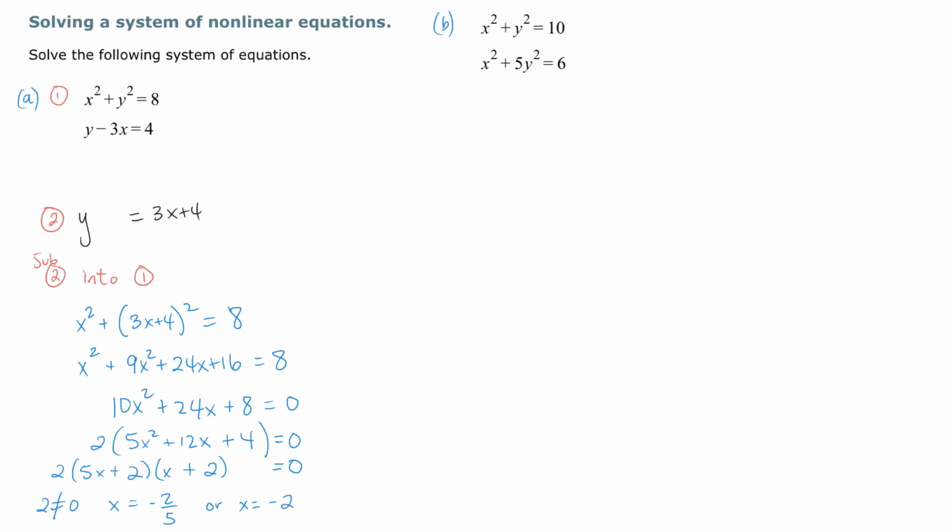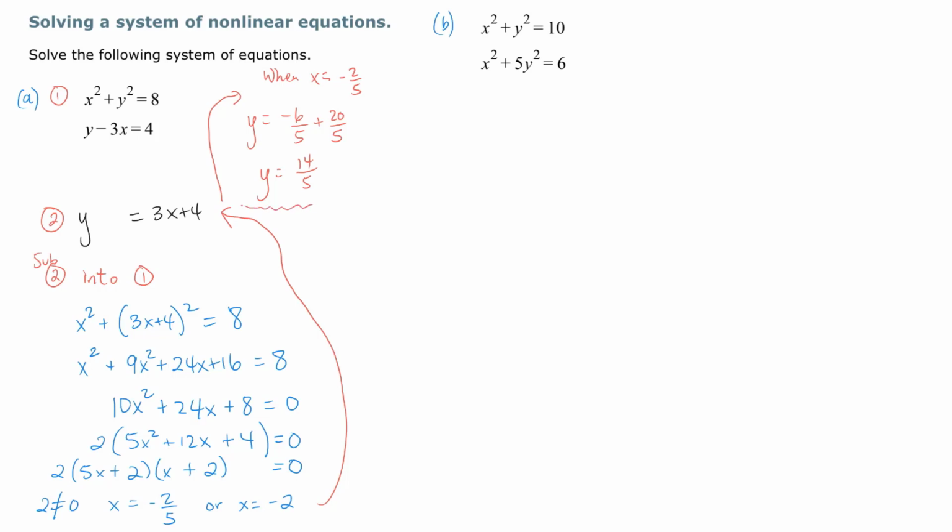So how do we get our y values? Well, then we go back to equation 2. So I'm going to bounce off of equation 2 here. And let's solve for y. So the first y is when, let's say, x is equal to negative 2 fifths. Can we get y? Yeah, of course we can. That's negative 6 fifths plus 20 fifths. So y is going to be equal to 14 fifths.